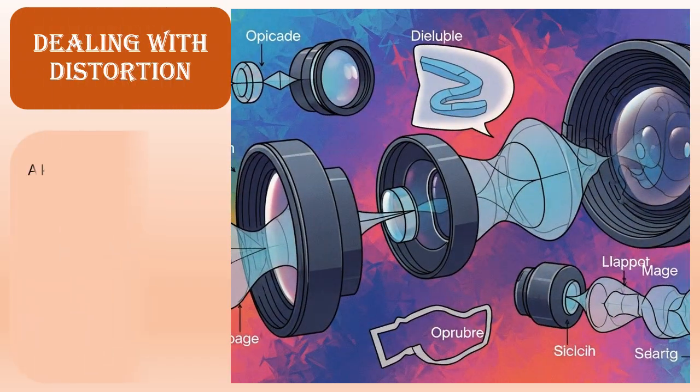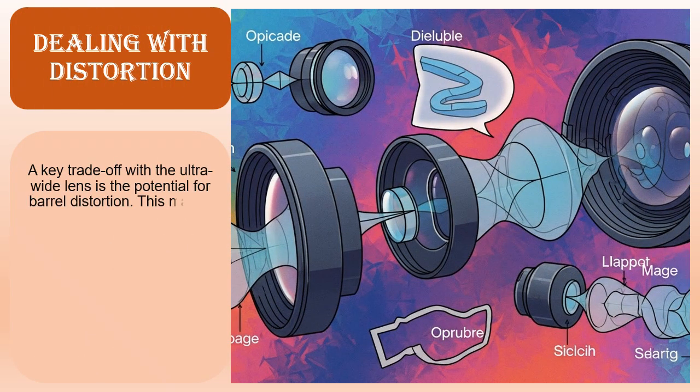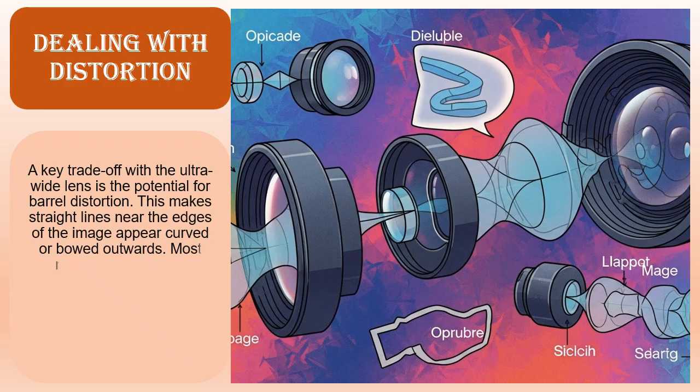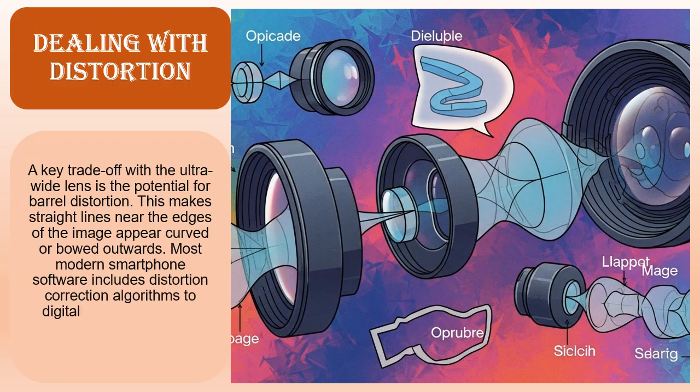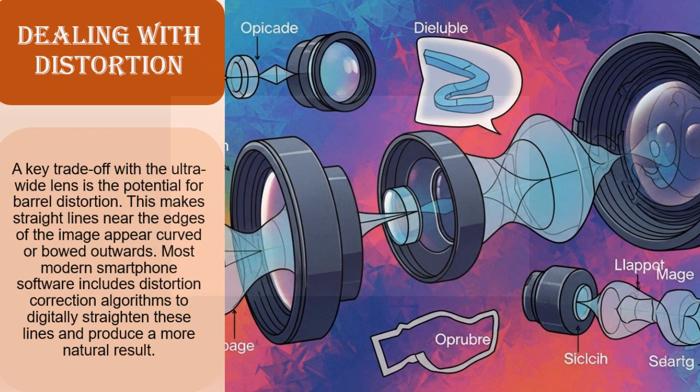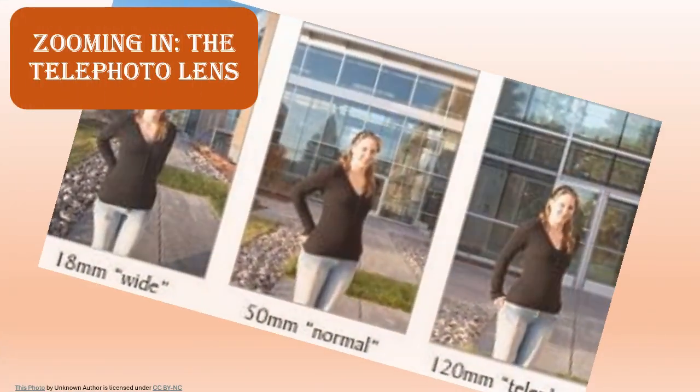A key trade-off with the ultra-wide lens is the potential for barrel distortion. This makes straight lines near the edges of the image appear curved or bowed outwards. Most modern smartphone software includes distortion correction algorithms to digitally straighten these lines and produce a more natural result. Zooming in, the telephoto lens.